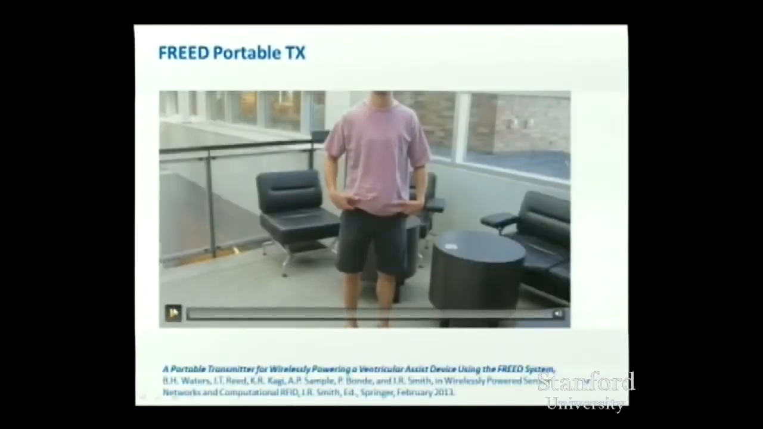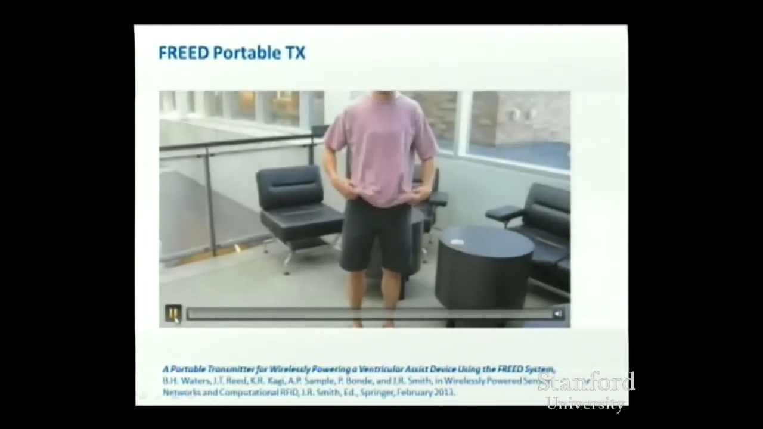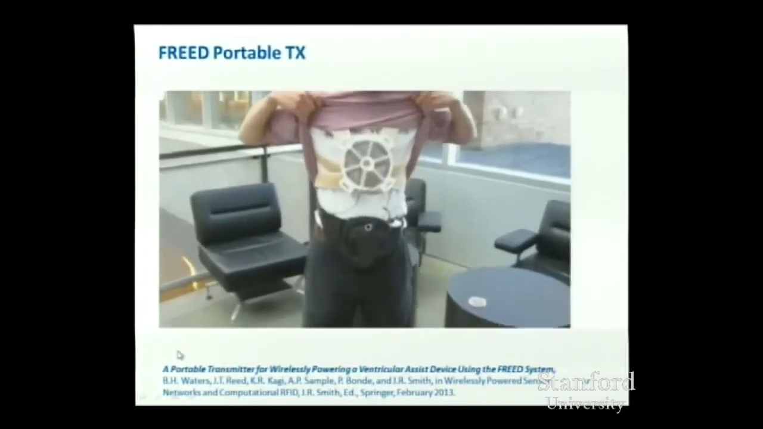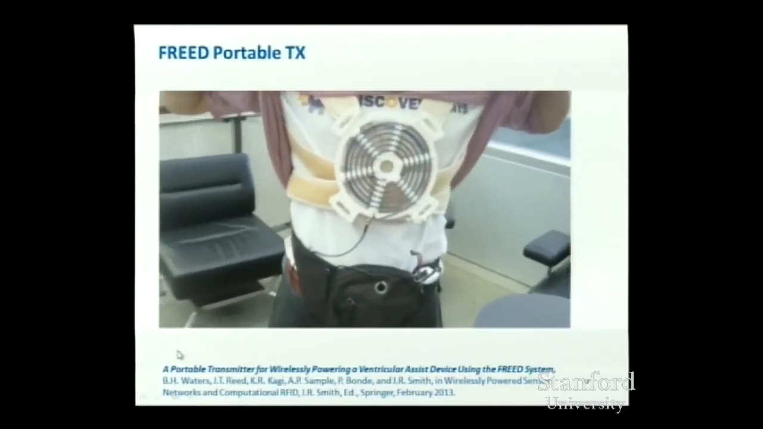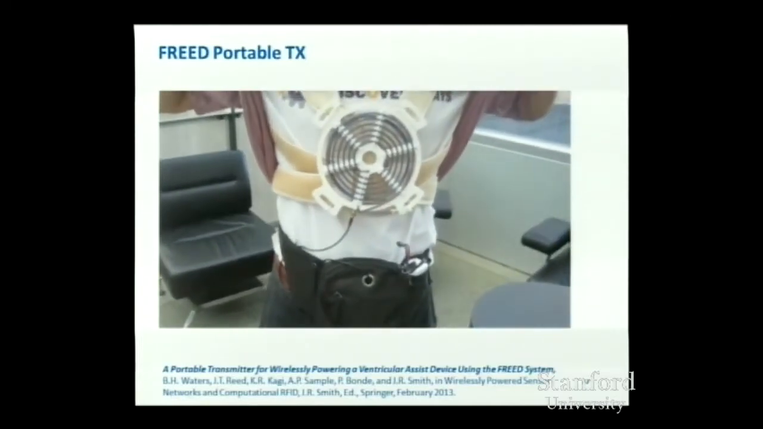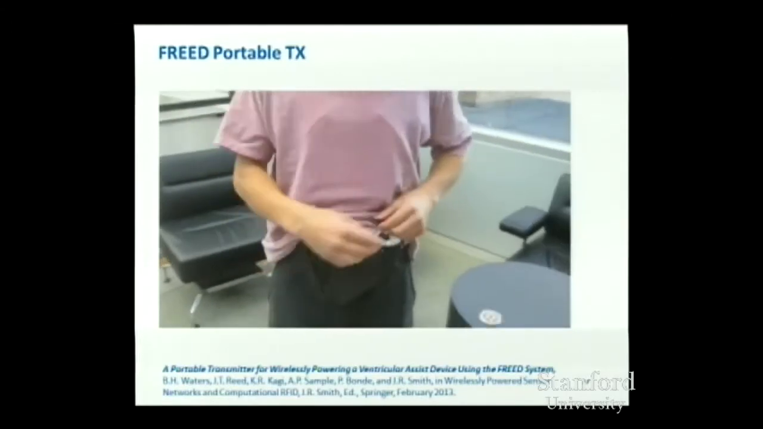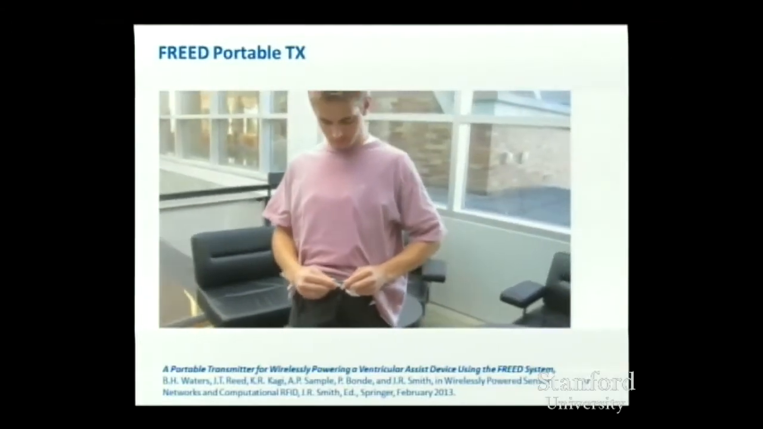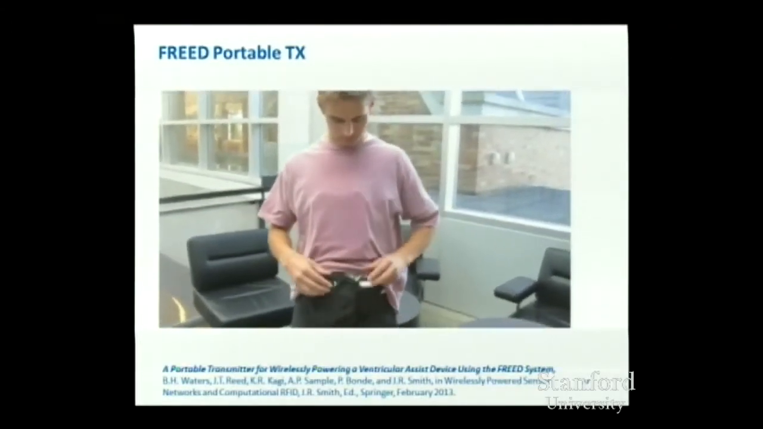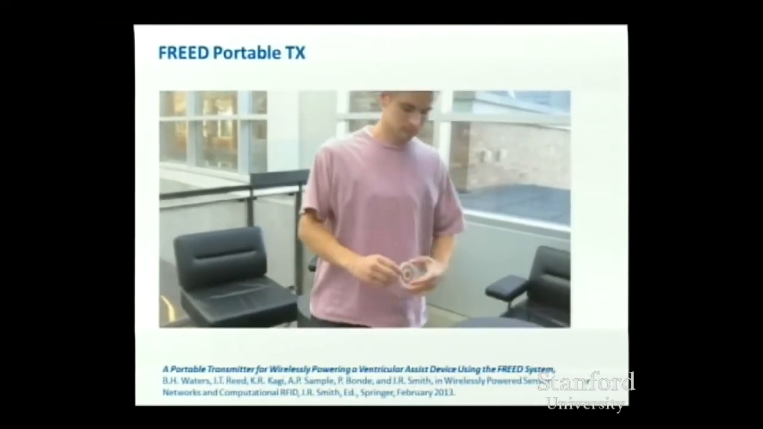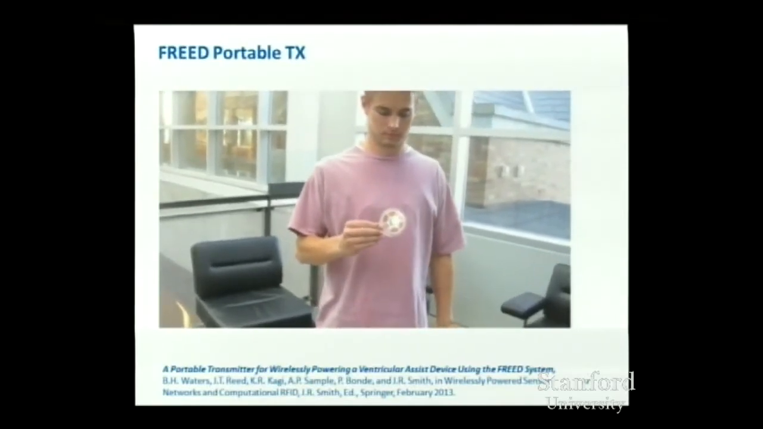Okay, in this video I'm going to show you, this is my student Ben Waters with a wearable portable transmitter. So this would be analogous to the vest that I just showed you. So that's the transmit coil. Sometimes he's not a suicide bomber. Now he's going to pull out a receive coil, and you can see it coming on.